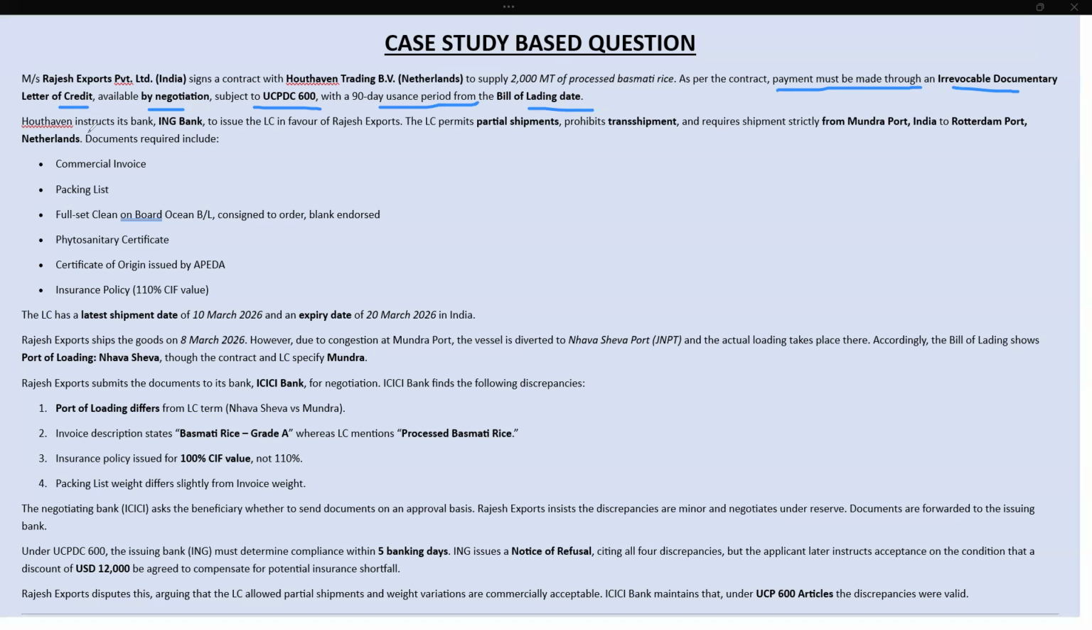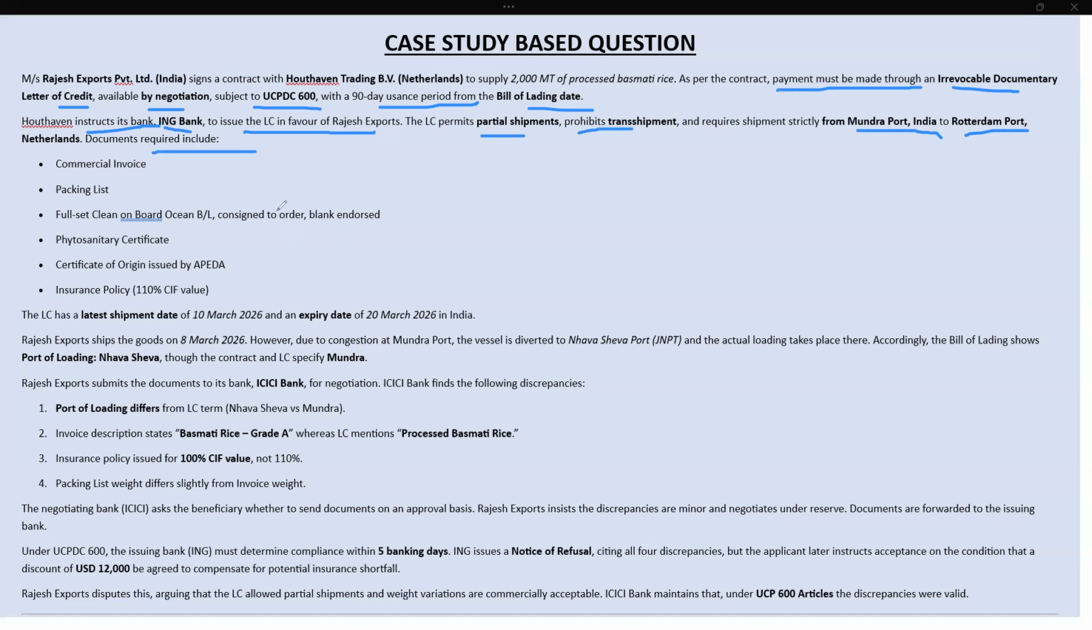Now, this foreign party instructs its bank, ING Bank, to issue the LC in favor of Rajesh Export. The LC permits partial shipment, prohibits transshipment, and requires shipment strictly from Mundra Port, India to Rotterdam Port, Netherlands. So what documents are required?